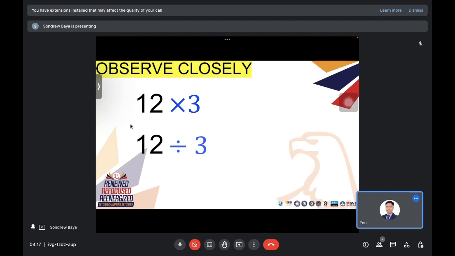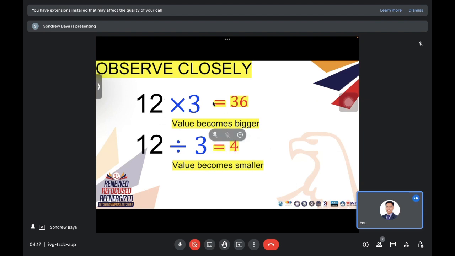For those who said times 3, you're actually correct. When you multiply by 3, 12 is expected to become bigger. But when you divide by 3, 12 becomes smaller. In fact, 12 times 3 is 36. 12 divided by 3 is 4. So we can see multiplying by 3 makes the value bigger and makes it 36. However, dividing by 3 makes the value smaller and turns it into 4.